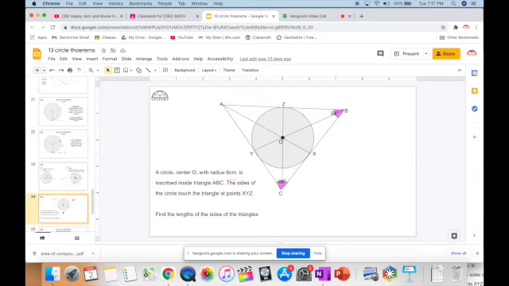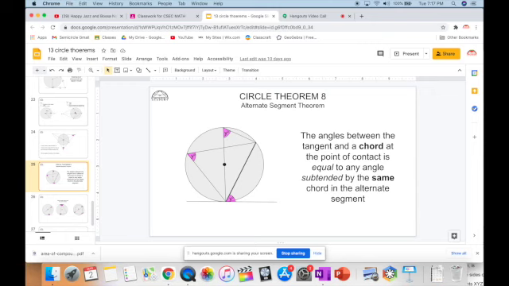And then we have some questions here. And then we're talking about Theorem 8. Theorem 8 is a bit of a weird one. Theorem 8 says that the angle between a tangent, so we have the tangent there, and a chord. This is not the radius. It's not the diameter. It's not passing through the center. It's just a chord. Now remember, this chord is subtended by this arc over here. You see the arc? That chord is subtended by that arc.